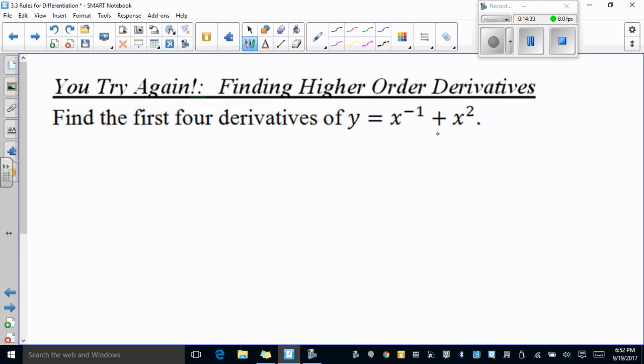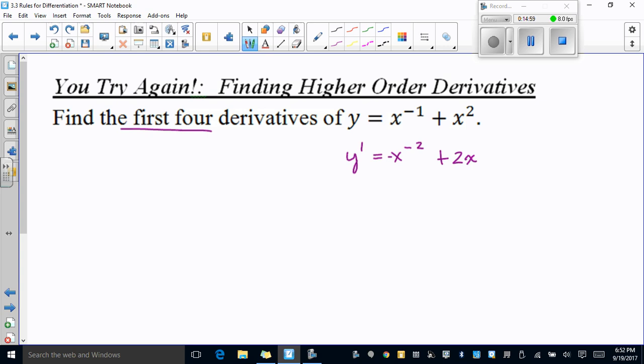Let's throw a negative power in there so you can see what happens. Again, they want the first 4. So y prime equals negative x to the negative 2 power. Oops, I forgot the negative in front. Bring the negative 1 down, and then subtract 1, negative 1, and negative 1 is negative 2, plus 2x.